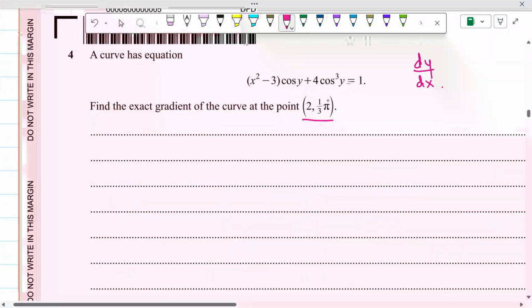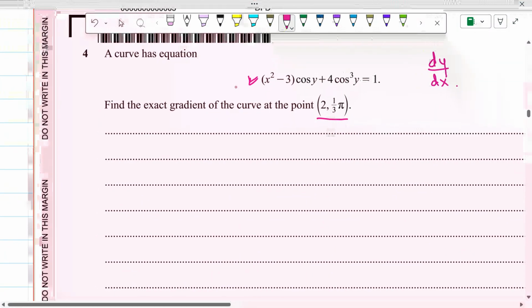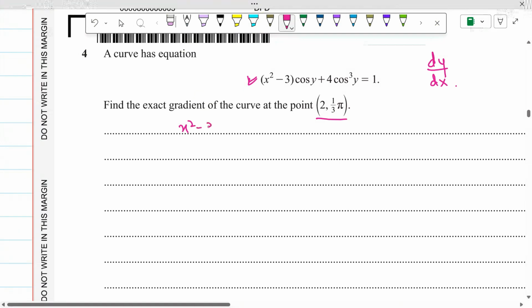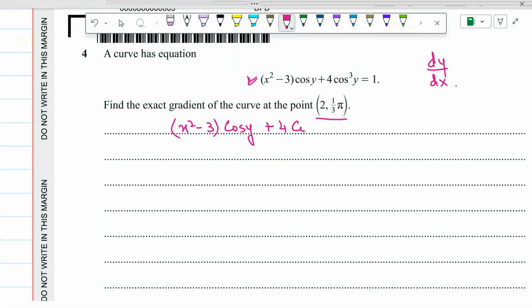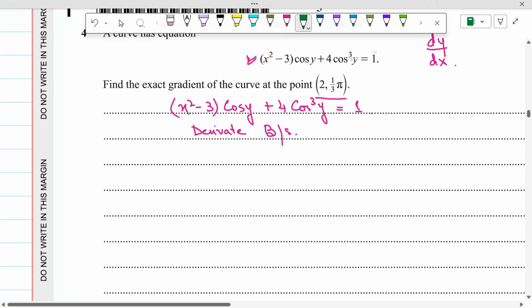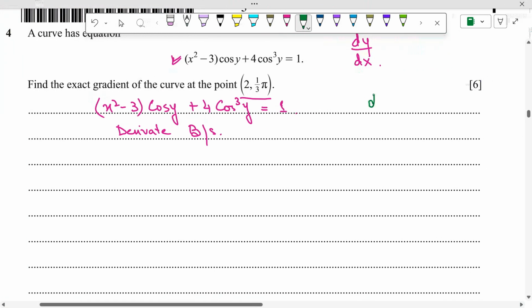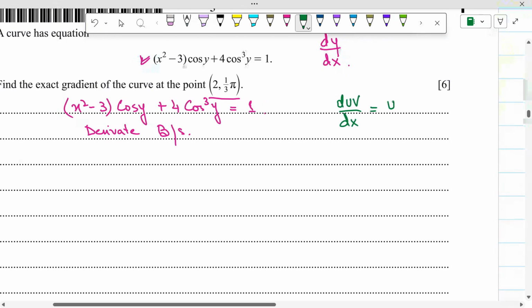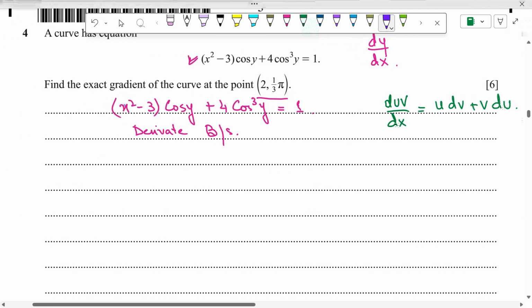So first we find dy/dx of the given curve equation. x² − 3 cos y + 4 cos³ y is equal to 1. Differentiate both sides. In the first term we will apply the product rule, which is the derivative of uv with respect to x equals u times the derivative of v plus v times the derivative of u. In this case, this one is u, this one is v.